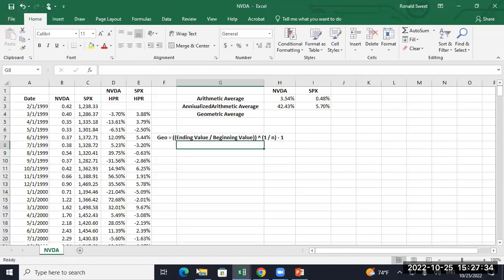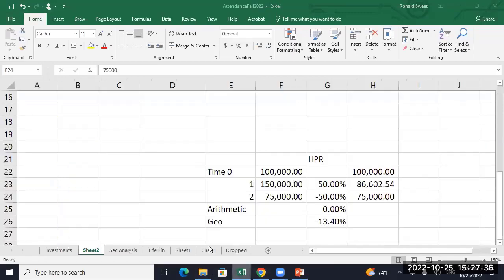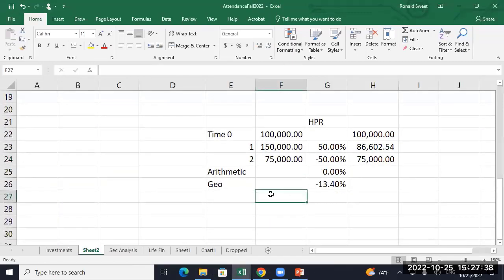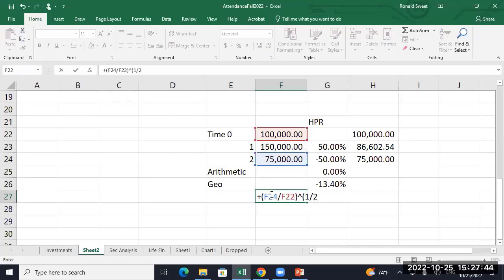See if I can show you in the other spreadsheet. I take 75,000 divided by 100,000 raised to the 1 divided by 2 minus 1. What do I get?